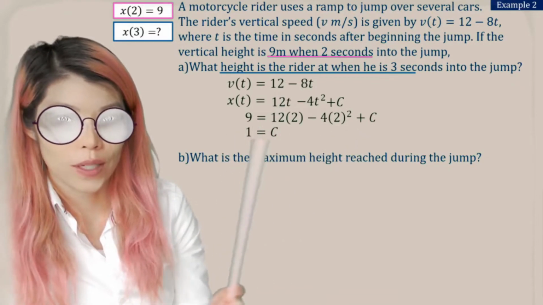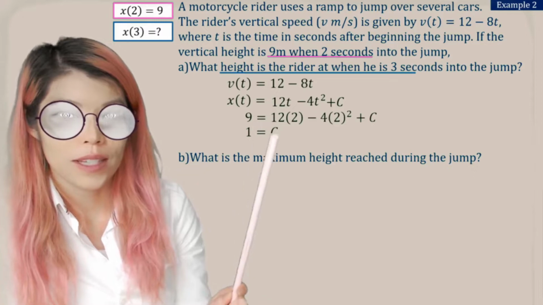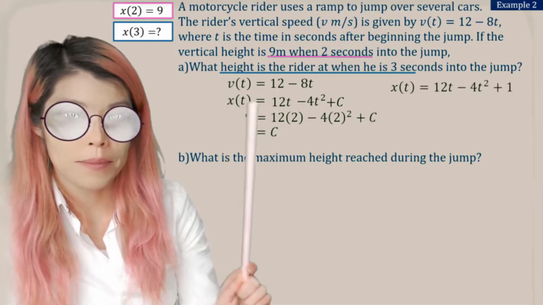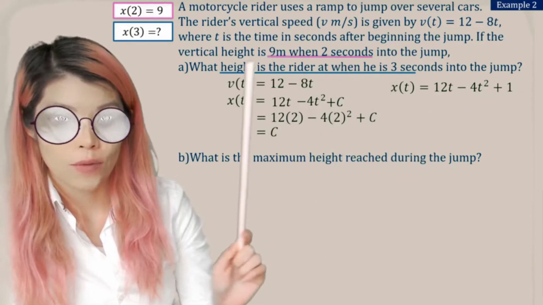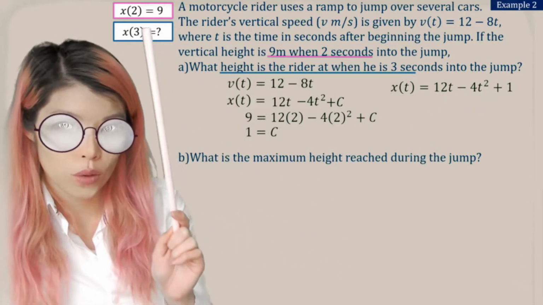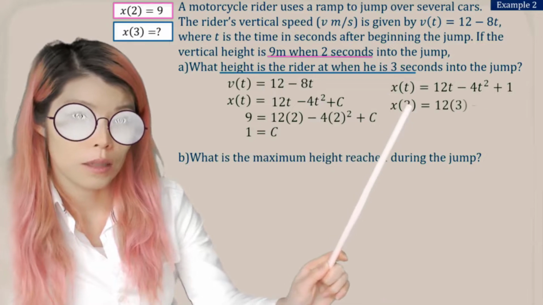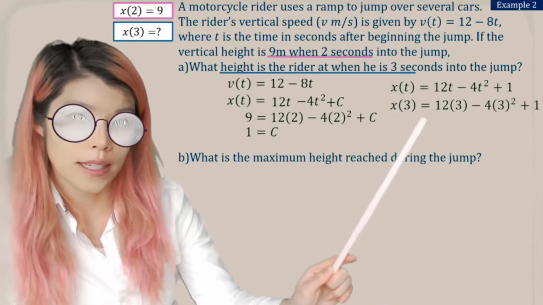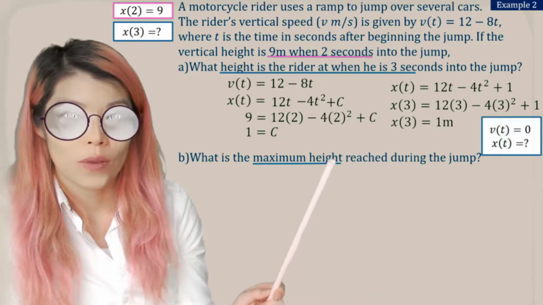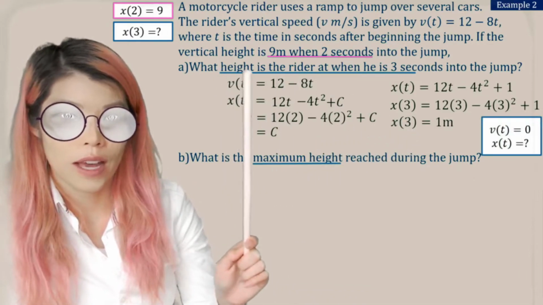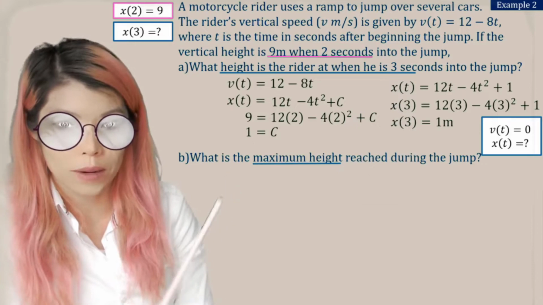You can do that slowly on your own to check. Now when c is 1, it means this line here becomes 12t minus 4t squared plus 1. Have we answered the question? No, we're looking for x of 3. So plug in 3 wherever you see t, and we obtain 1 again. So we now have answered the question. The height at 3 seconds is 1 meter.